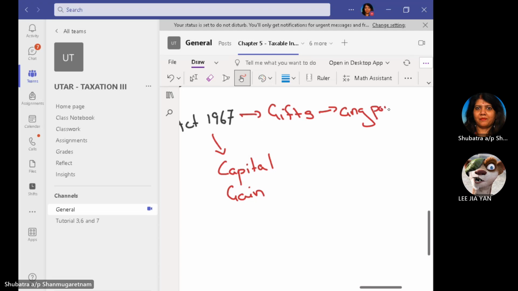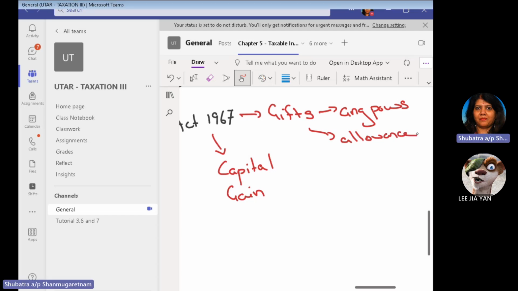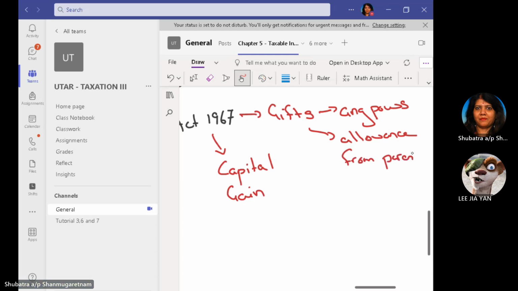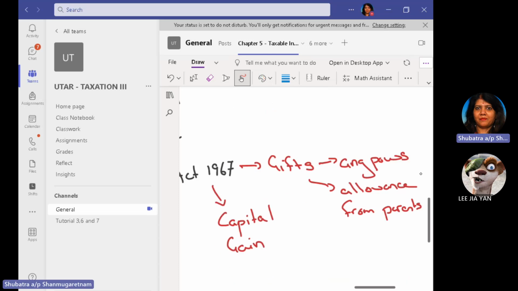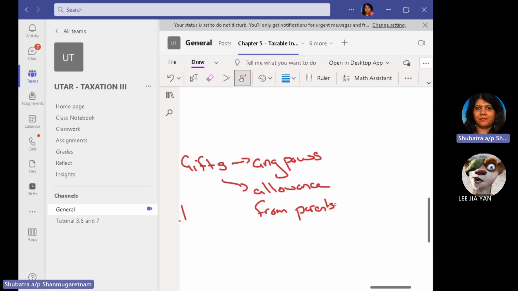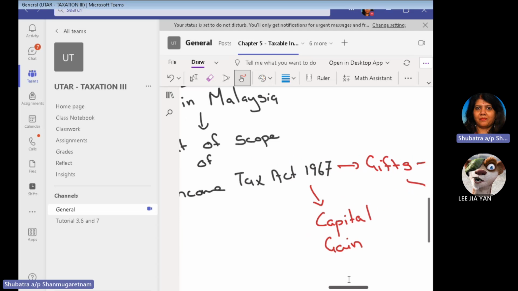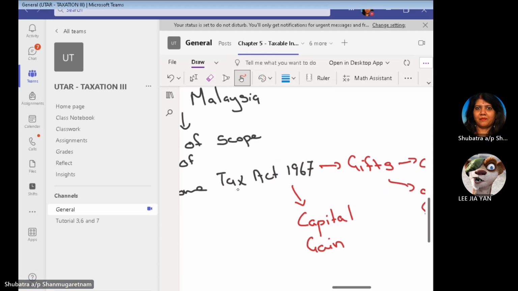You have allowances. Now, I'm working, so I give an allowance back to my parents. The allowance that my parents receive is not taxable because it's a gift from me to them. All right? So allowance from parents to children or children to parents are not taxable. All right? Guardians to their child care or whoever is not taxable.